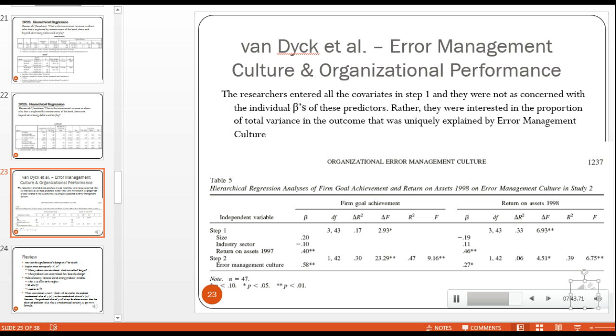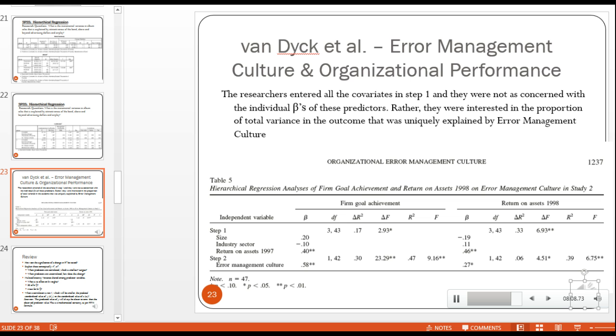Okay, so we have the change in R squared from block 1, or step 1, which is the covariates, and then we have the jump in R squared due to adding error management culture in the second block or step. And that is 0.30, which is a pretty good number. I mean, that's probably a lot.